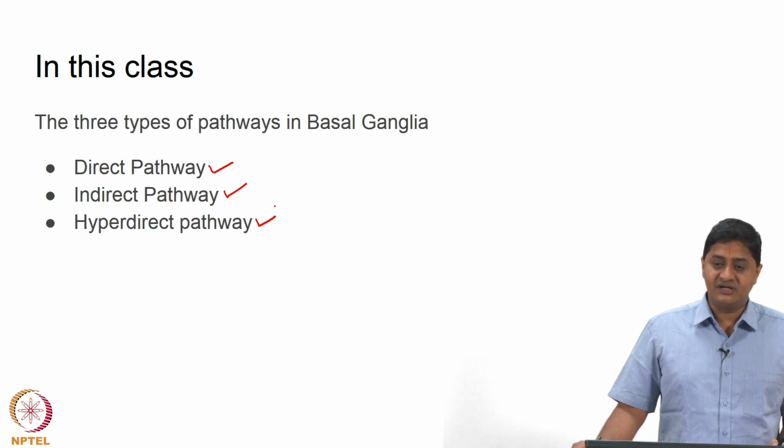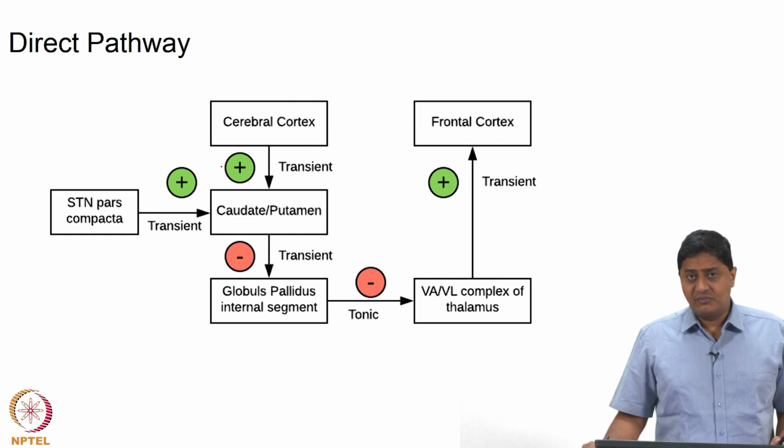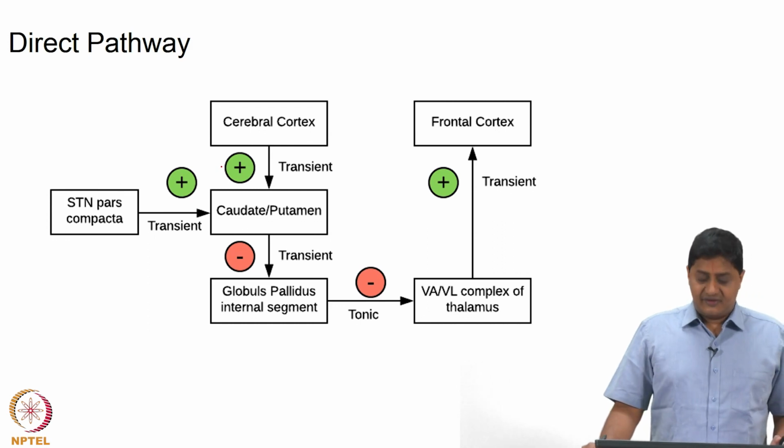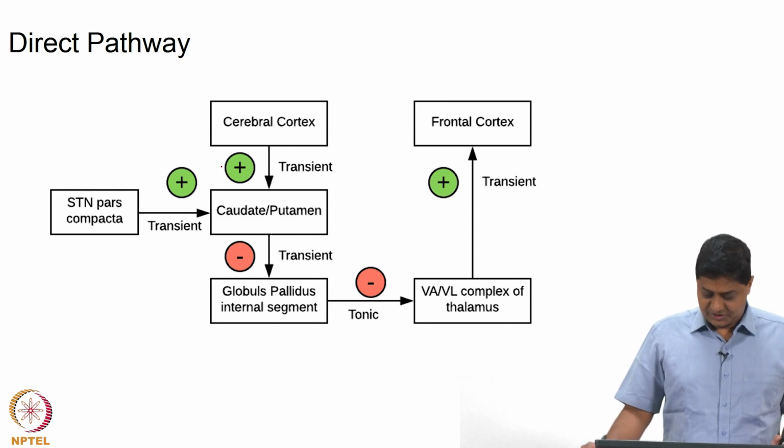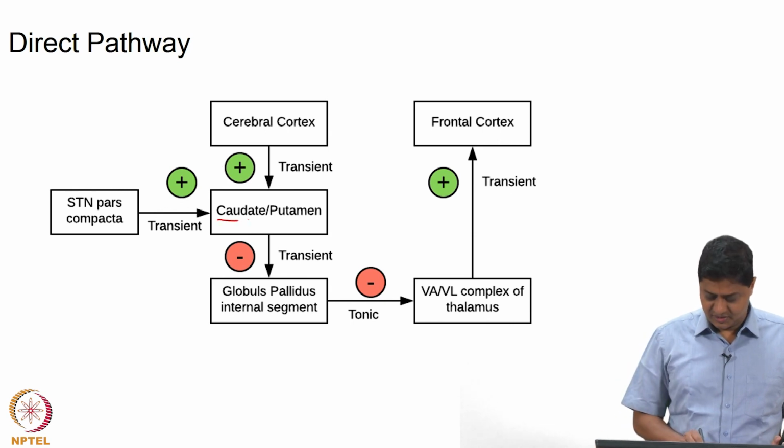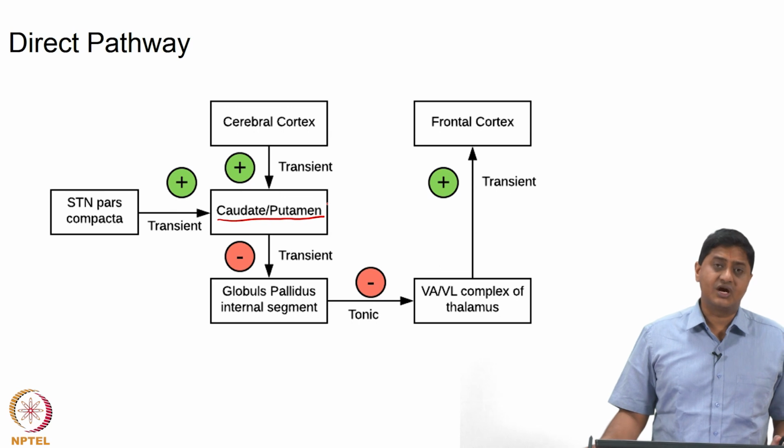be relatively dominant. Let us remember that the striatum is the major input structure of the basal ganglia, and the substantia nigra pars reticulata and the globus pallidus internal are the major output structures. Here we have taken only the GPI as the output structure, and here the striatum is shown separately as caudate and putamen.